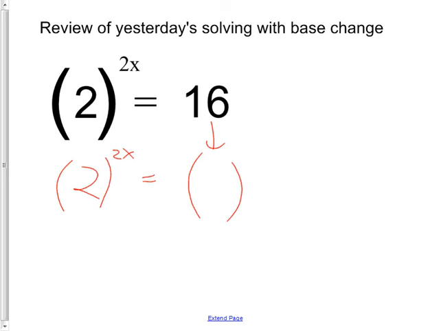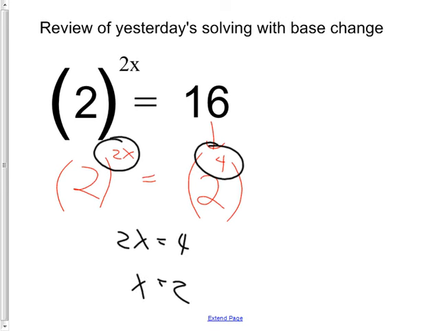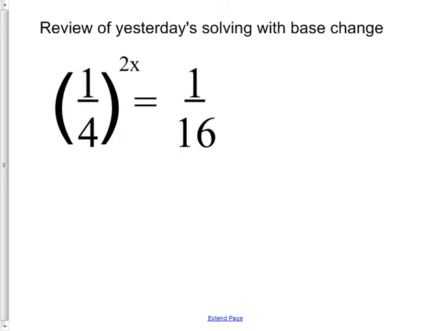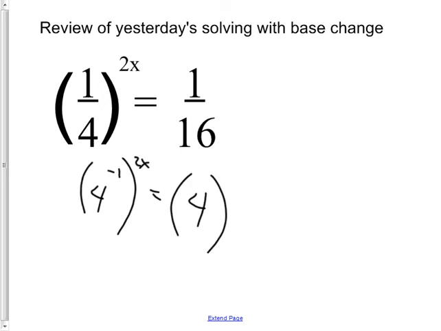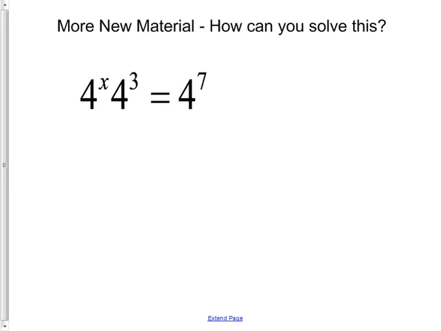All right, this 16, I hope you rewrote it as 2 to the 4th. Then that equals that. 2x equals 4. X equals 2. Raise your hand if you had that one right. Okay, good. Moving on. This one, let's not keep doing these. This is base change from yesterday. You would change both of these into 4 to a power, probably. This would be 4 to the negative 1 to the 2x, and 4 to the negative 2. And then you could say that equals that. All right, let's move on, though, to the new stuff.